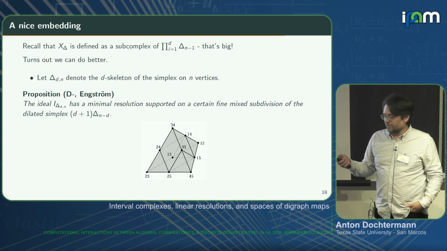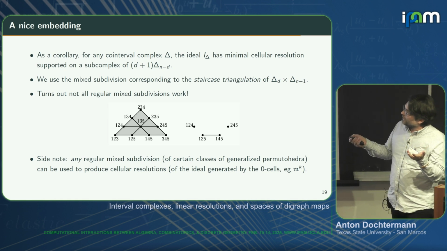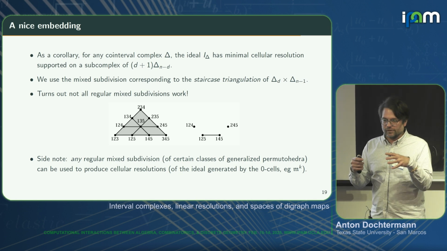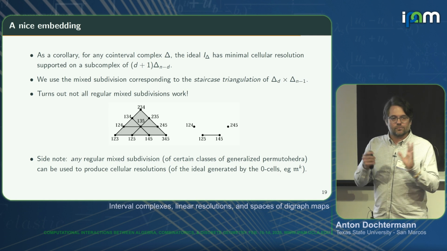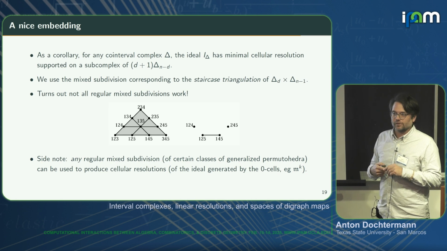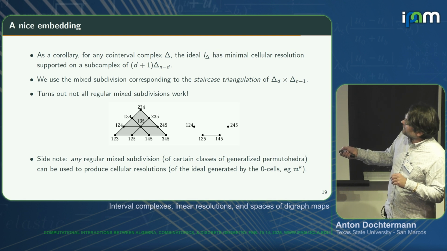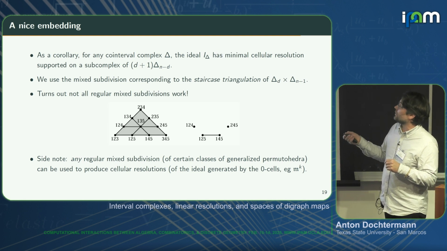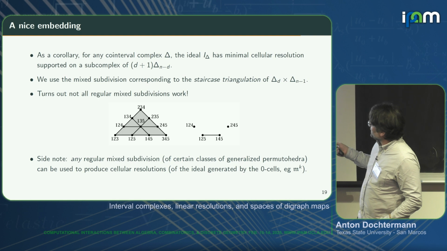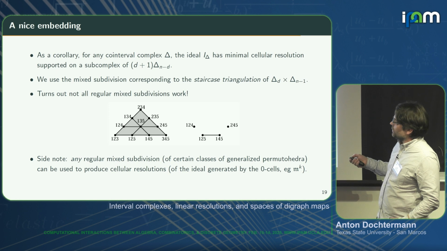Maybe a familiar picture to some people. And so as a corollary, for any co-interval complex or complement of an interval complex, you get a cellular resolution supported on this smaller thing. My pitch to you is that these are ways of picturing these complexes, so you can see them now in lower dimensions. And again, we're a little bit in the weeds maybe, but which particular mixed subdivision do I consider? It's called the staircase triangulation, if that makes sense. I know this is mentioned in the De Loera et al. book. And what's kind of weird is that not all regular mixed subdivisions work in this context.